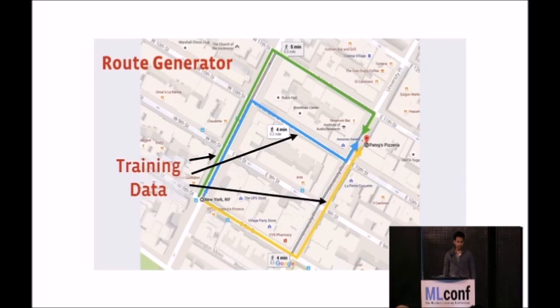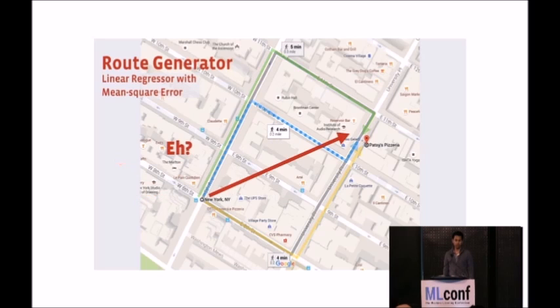So you have your training data, and you want to build a route generator. You pose this as a standard linear regression problem with a mean square error loss. Well, this is what could go wrong. The route generator will basically give you a route that is just going through buildings through the center. It's like, well, just take the average of all the routes. That seems like a great route. It seems really fast to go.